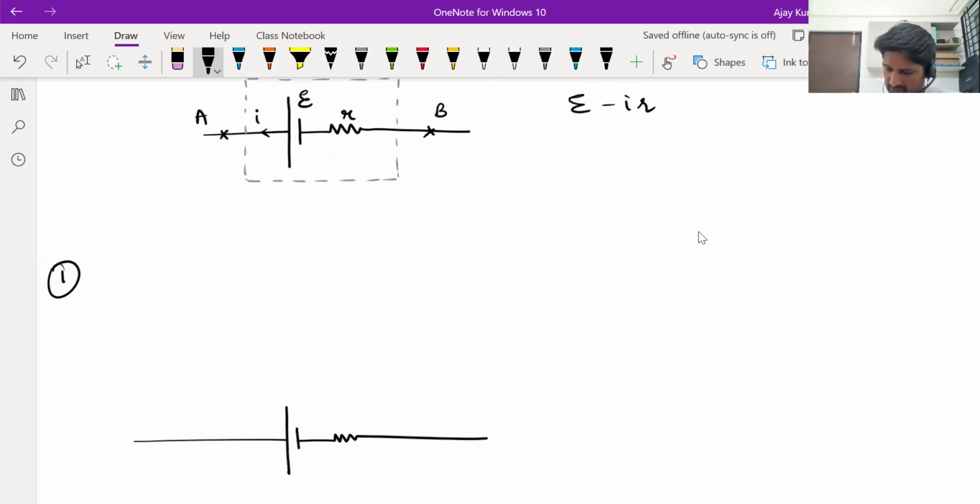So suppose there is a cell of EMF E and internal resistance r connected with an external resistance capital R. A basic case.